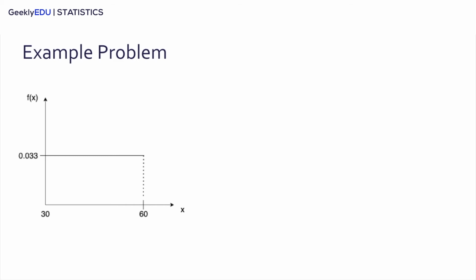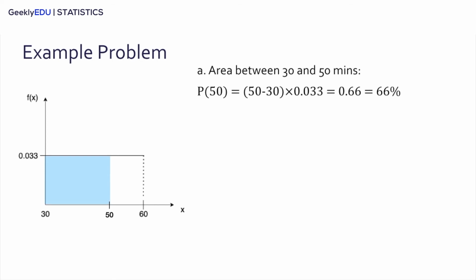Now let's try to answer the first question. What it asks for is the area between 30 and 50 minutes. And it looks like this, and the area equals 50 minus 30 multiplied by 0.033, which gives us 0.66, or 66%. So that means that 66% of the time, the customers have to wait somewhere between 30 and 50 minutes.